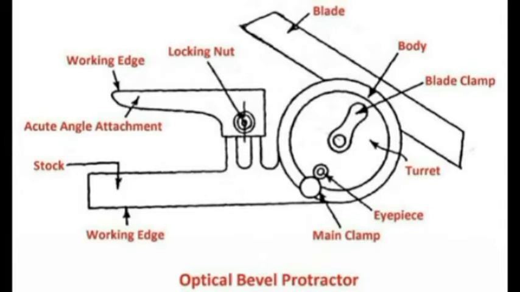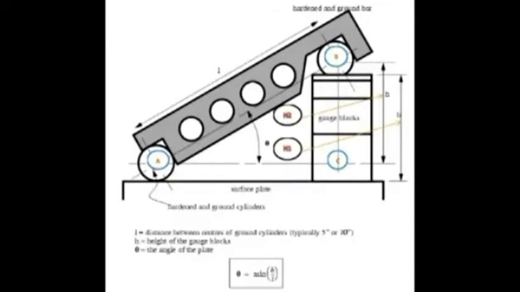Okay. So the next instrument is the sine bar. A sine bar is a precision angle measuring instrument which is used along with slip gauges. So what we do here is use a slip gauge.